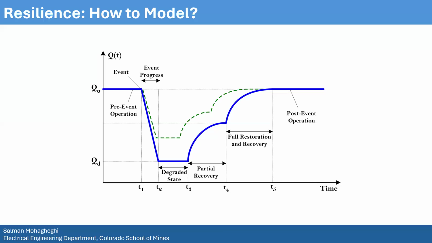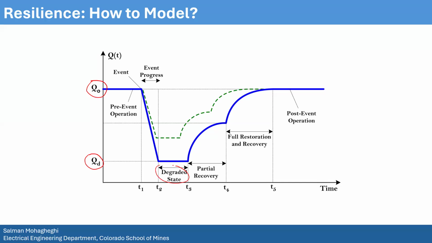Take a look at this diagram. Imagine I have defined a metric and I call it Q. Before the onset of the event, this metric has an initial value of Q0. When the event starts, it drops into a degraded state of Q_D, and it stays within that state for a certain period of time until recovery starts. Recovery is usually not a one-off action, so we oftentimes have a partial recovery and then full recovery to go back to pre-event conditions.